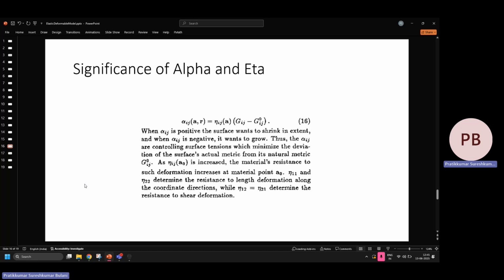If you want, you can go through it, but let me quickly show you alpha. If alpha is positive, eta is always positive. If alpha is positive, then what this means is Gij is greater than Gij 0.